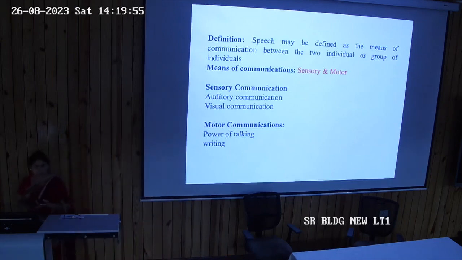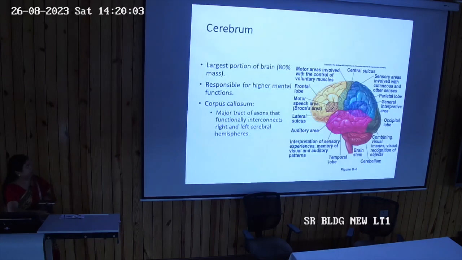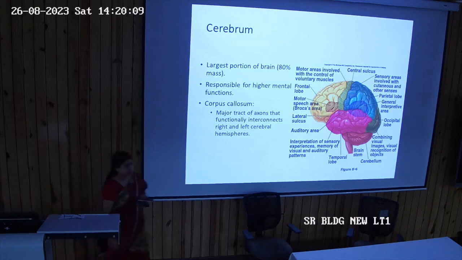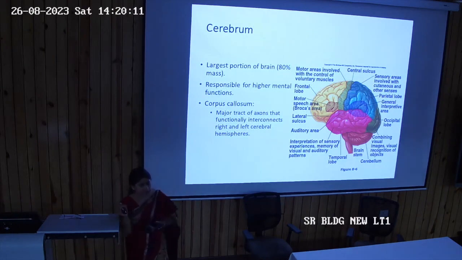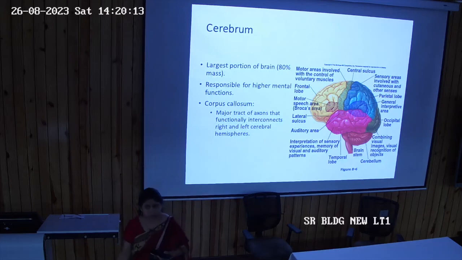So sensory communication is auditory communication and visual communication. Motor communication is the power of talking and writing. Okay, this is the area where we'll see what are the main areas which are responsible for language and speech, and together these areas are known as language zones.